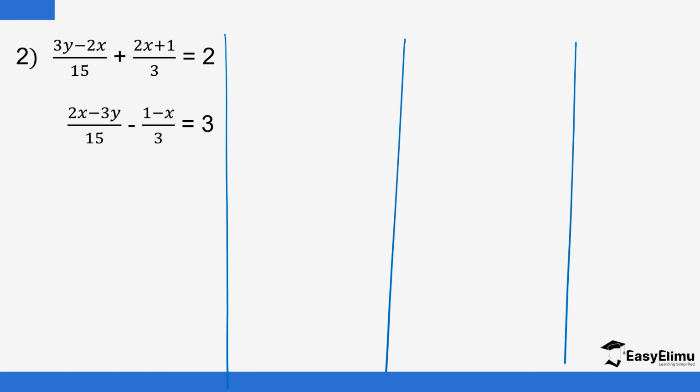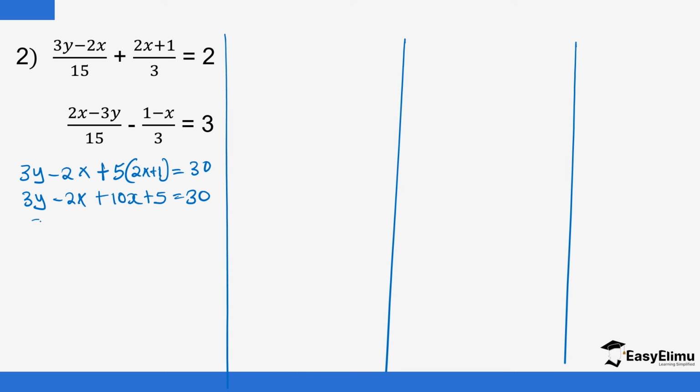Now let me start with equation 1 and I multiply all through by 15. So I will have 3y minus 2x. If you multiply the second term by 15, 3 goes into 15 5 times, so I have 5 into 2x plus 1 is equal to 30. So simplify, open up the bracket. So 3y minus 2x plus 10x plus 5 is equal to 30.